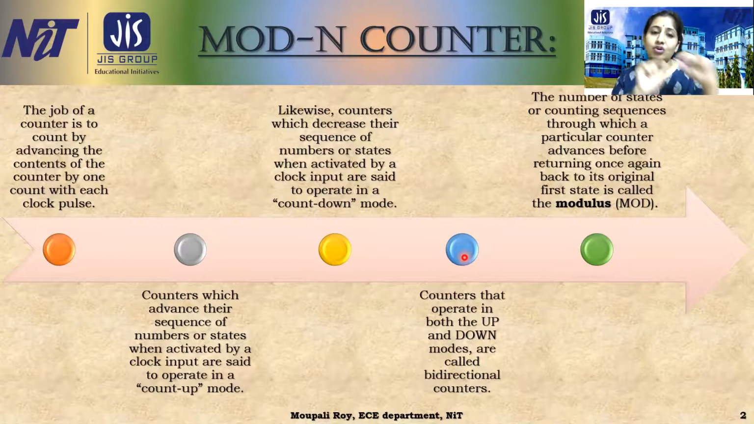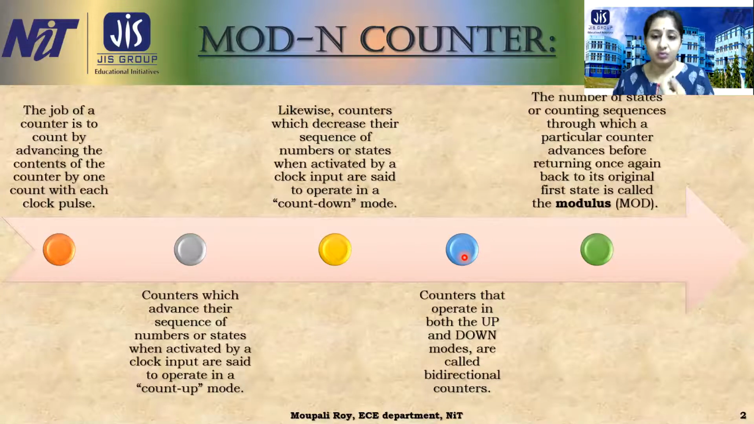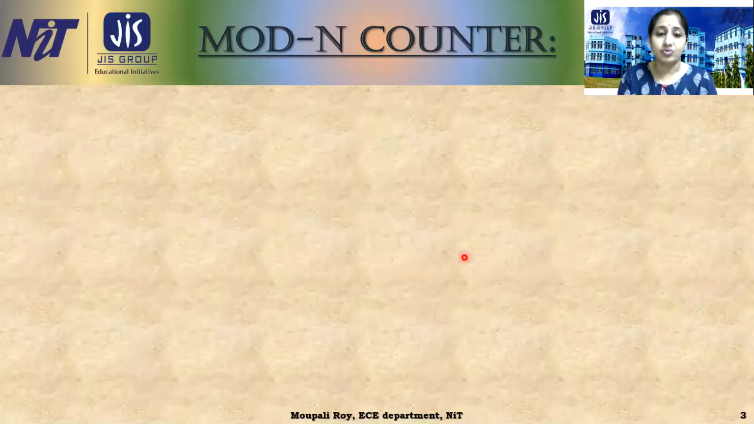So this is modulus 9. We want to count modulus 9. That means up to 9, the ninth number we want to count: 0, 1, 2, 3, 4, 5, 6. In that way, the ninth count, how many counts we want to count, that is the nth point. And modulus means the state, up to which state. So this state is denoted as n. So mod n or modulus n. Modulus is shortly named as mod.